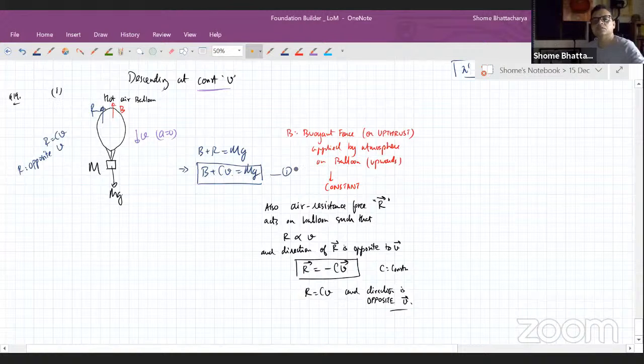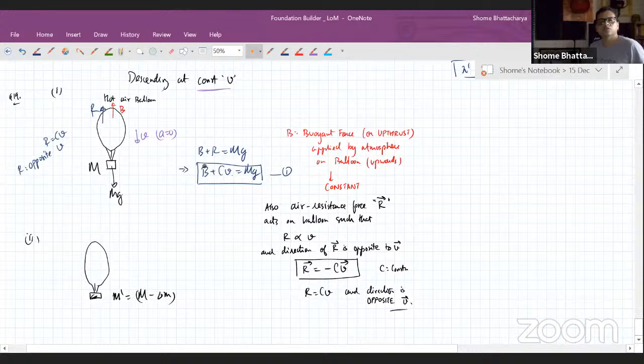This is my first equation. Okay. Now in the second case, what we are doing is we remove some mass. The rest everything is the same. The balloon is the same, but we are decreasing this mass and making it some m prime, let's say, where it is capital M minus delta m.